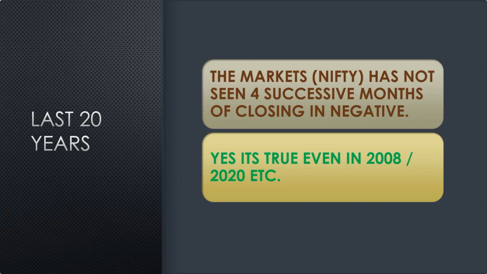Now, in the last 20 years, I would say different kinds of crises have been thrown at the markets. We've seen the GFC in 2008. We've seen the COVID correction in 2020 as well. There was an intermittent correction in the years 2015, 2016 as well. And there were many short-term corrections in between. But even in those terrible or terrifying years for the markets, we've not seen 4 successive months of closing in the negative.